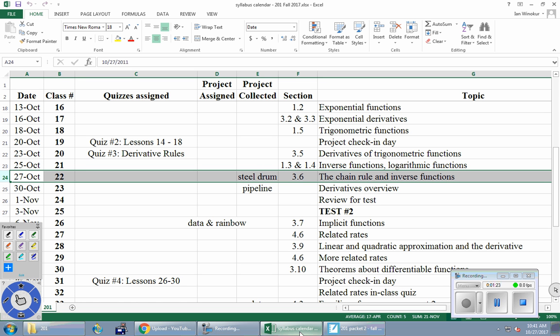Okay, also looking at the calendar, steel drum is due right now. So before we put them in the green folders, make sure the green folders are empty. I returned the derivatives quiz in the green folder. Just take them all out before we put the projects in. So steel drum due today, pipeline is due on Monday. As usual, I will take them up to 1 week late with various penalties. So you want to turn it in as soon as you can. And I think that's it for the calendar.